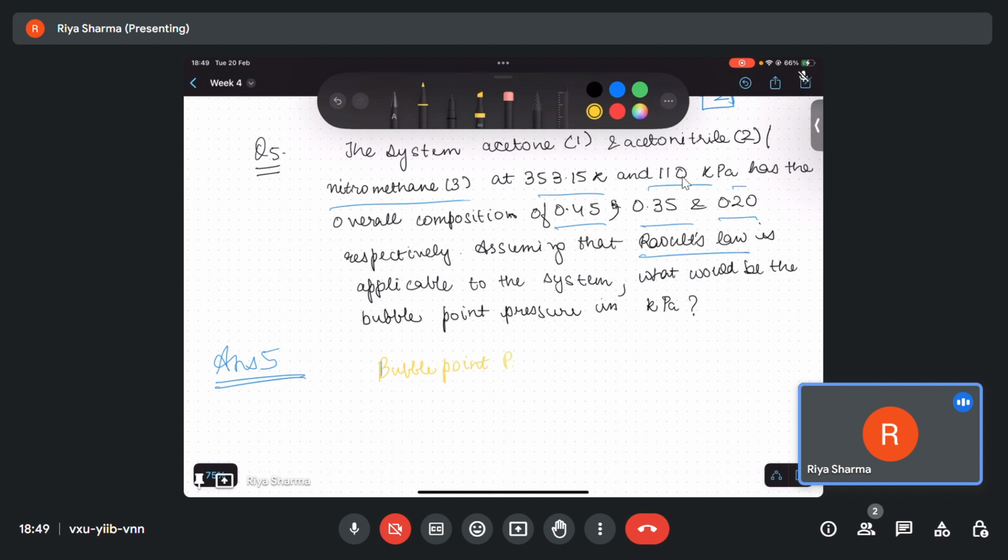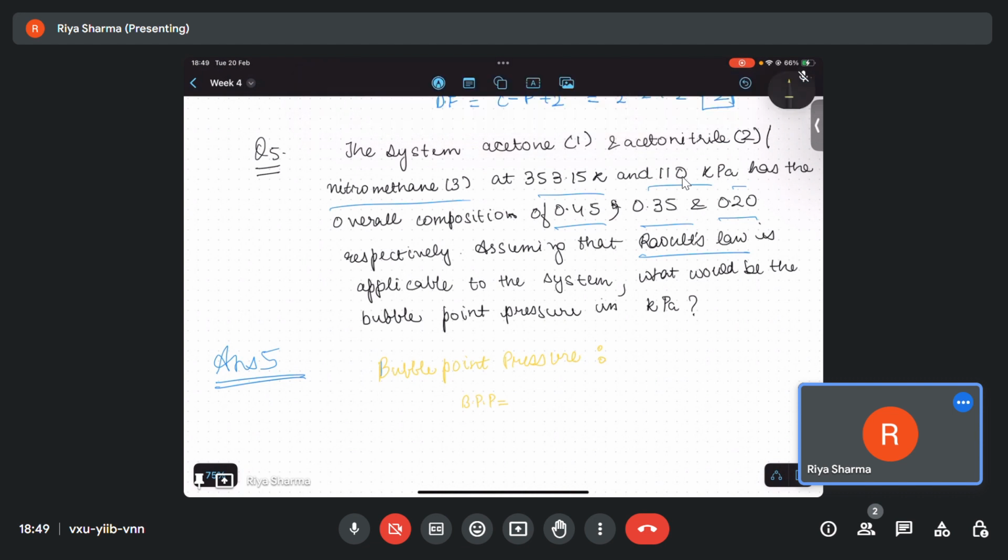So let's write: what is bubble point pressure? Bubble point pressure, I'll write that as BPP, is equal to the saturation pressure of 1. Isn't it very easy now?